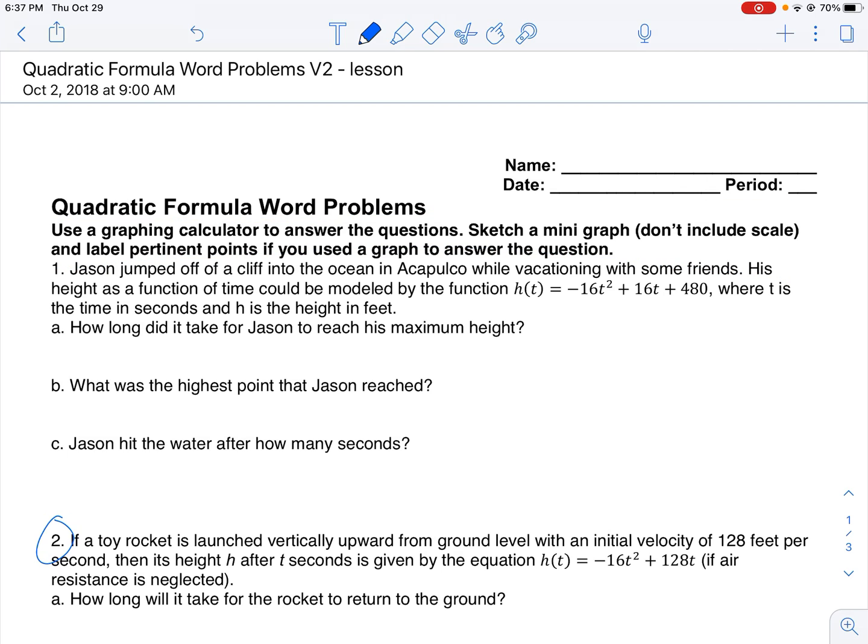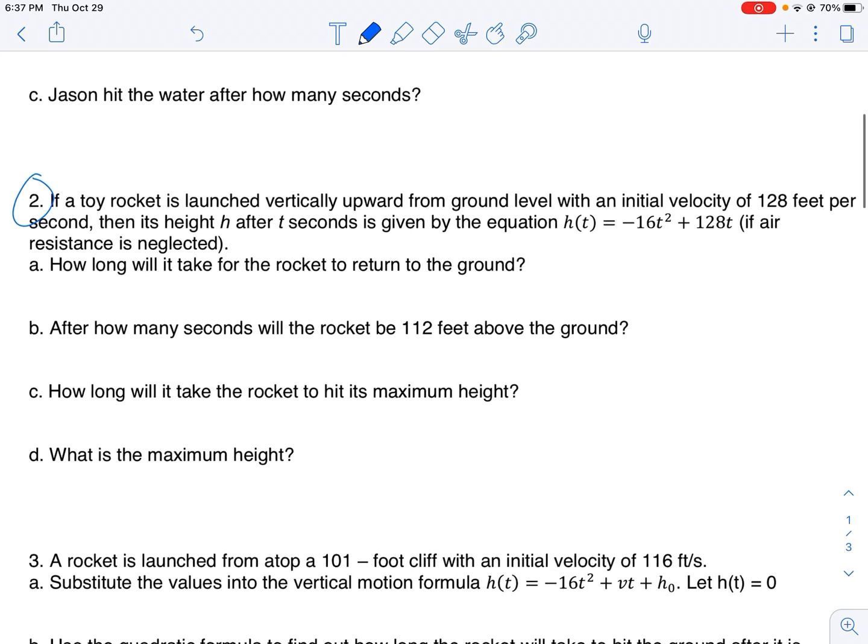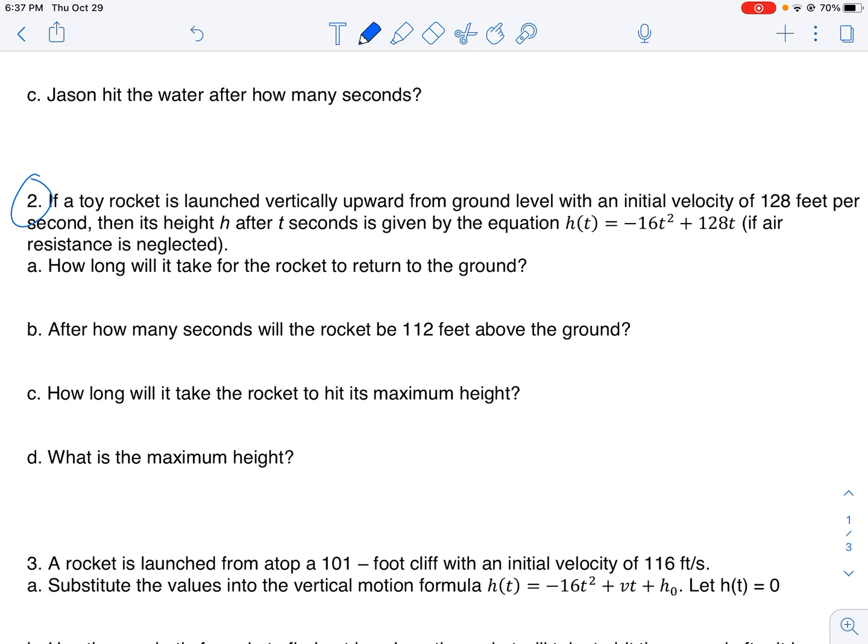But yeah, on these, you're going to sketch what the graph looks like. It doesn't have to look great, but you do want to label the important points that you use to help you answer the question. And the problem we're going to go over is number two. It's a great example of the kinds of questions you're going to see on the assignment and how we use the graph to help answer these.